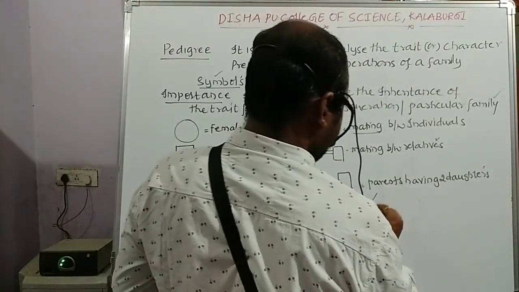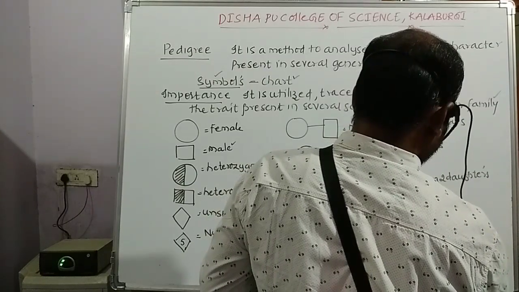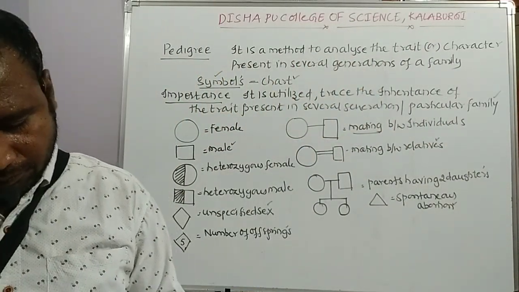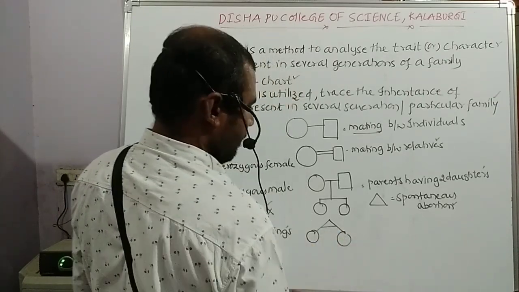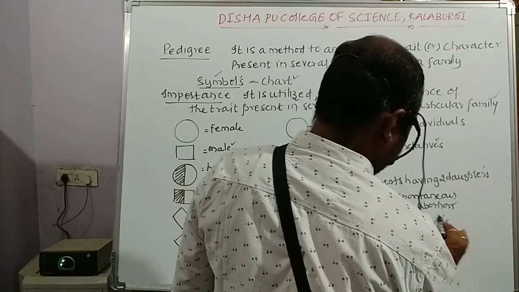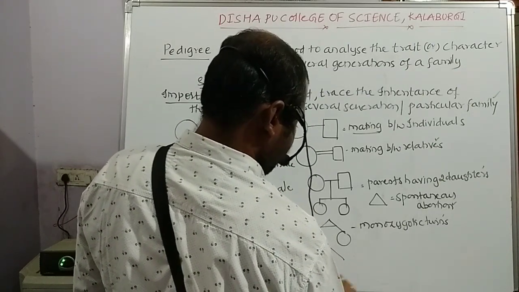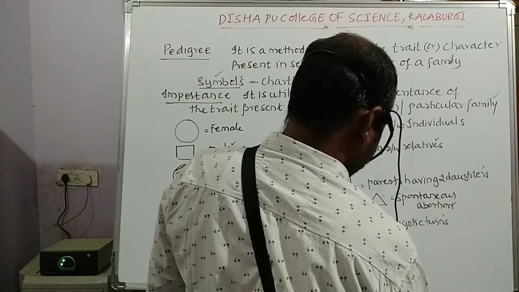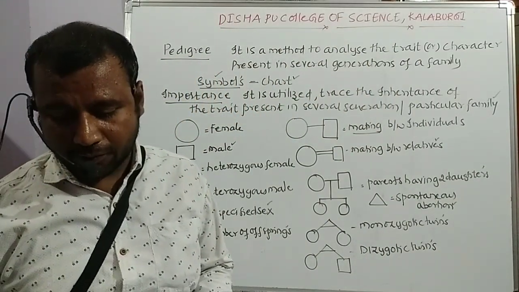Now further, the triangle symbol indicates spontaneous abortion. Okay. Now this symbol indicates monozygotic twins. Now further, one more symbol: this symbol indicates dizygotic twins. So all these are the different types of symbols.